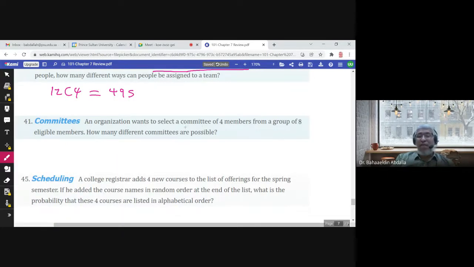An organization wants to select a committee of 4. Also committee, no difference between the 4 members, from a group of 8. How many different committees? 8C4 combination, and the answer is 70.